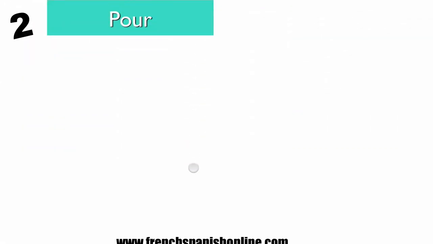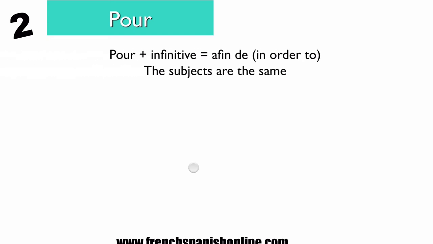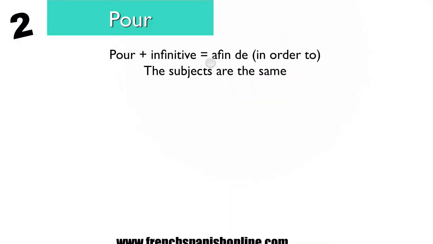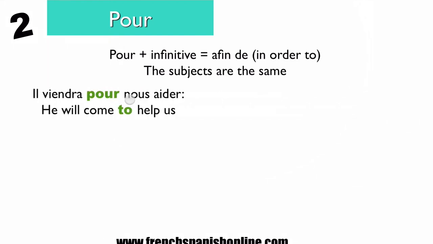First, pour and an infinitive, or afin de. When the meaning of pour here is in order to, and you need a second point, the subjects of the sentence are the same. So let's see how. Il viendra pour nous aider. He will come to help us.